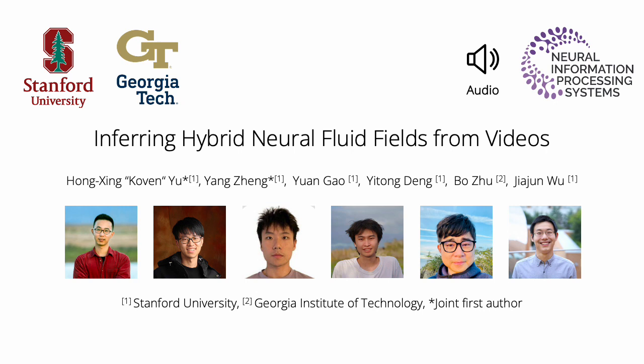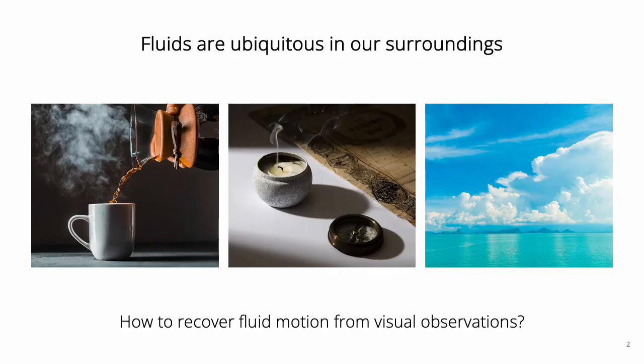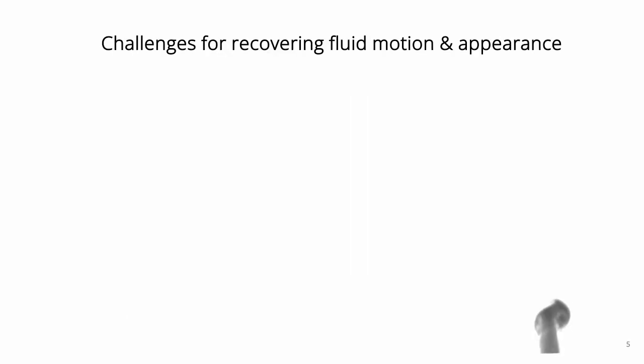We present inferring hybrid neural fluid fields from videos. Fluids are ubiquitous in our environment, such as air, water, steam, smoke, or clouds. While we are visually familiar with fluids, how to recover fluid motion from visual observations remains an open problem.